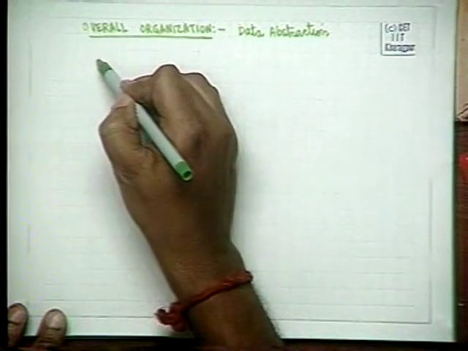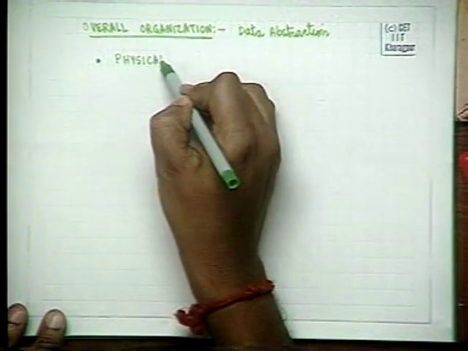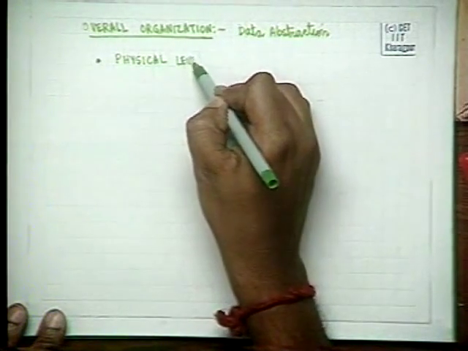Regarding this, the first thing here is called the physical level. The physical level is what data is stored where, exactly how and where the data is stored in the disk. What are the files, what are the fields of the files, what are the types of the files. This is the information at the last implementation level, how a database looks.